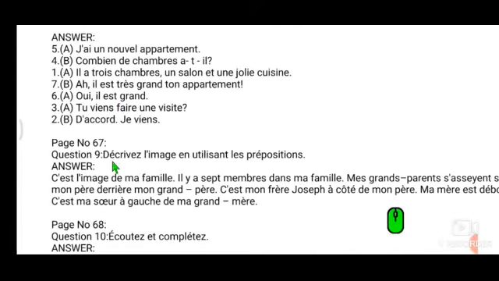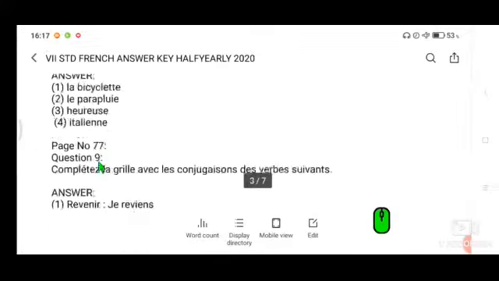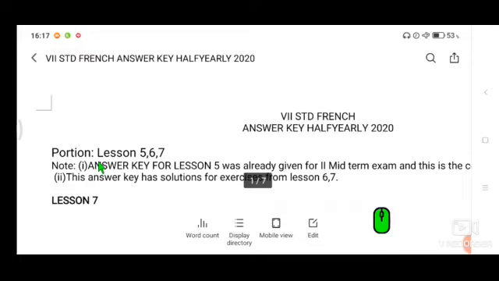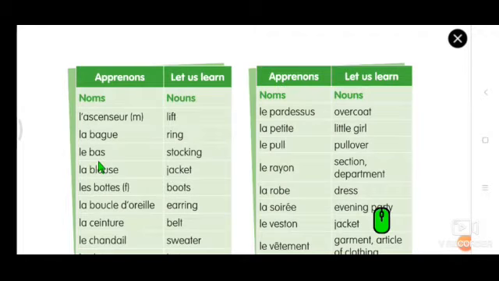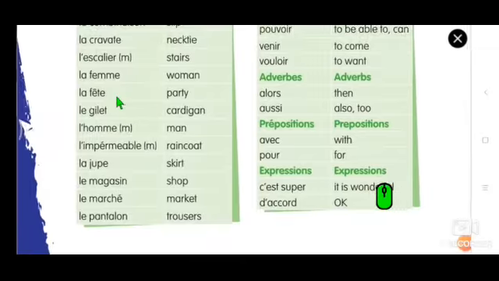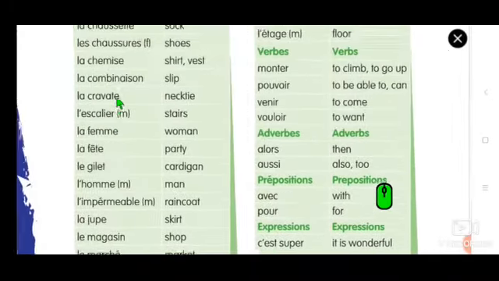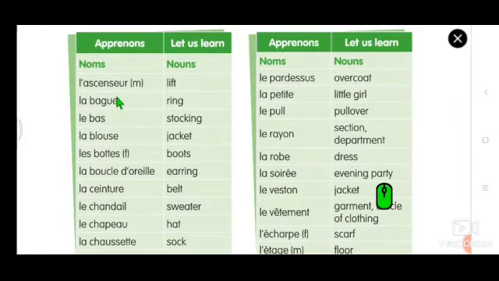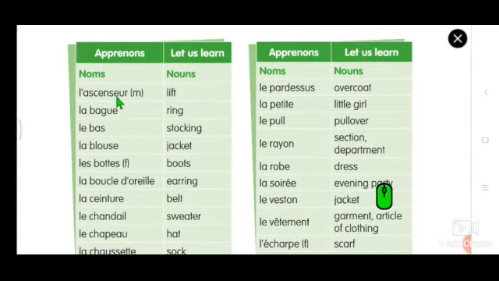Now we have seen this answer key. This is just to have an idea about what the portion is and what might come for our exam. So now let's move on to the book. Please take your book. Please take the lesson 7 vocabulary, page number 84. We'll start from here and go one by one. Please repeat along with me.